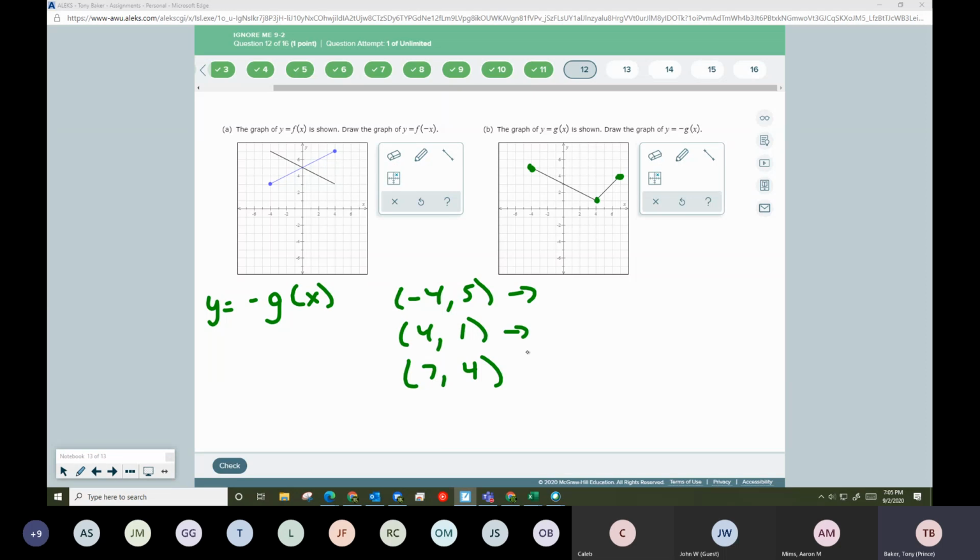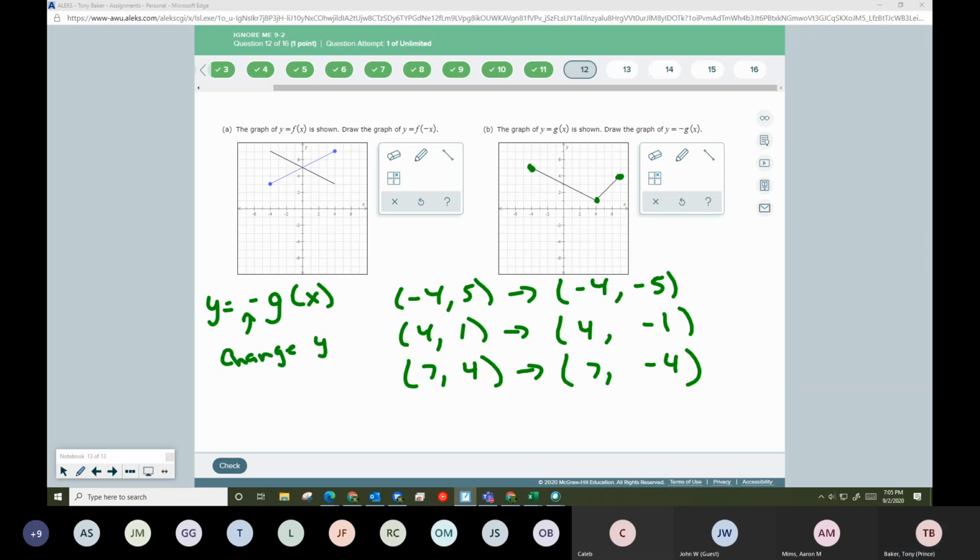So I'm going to change all my y values. So this becomes -4, -5, 4, -1, and 7, -4, because that on the outside says change y. So outside is y, inside is x.